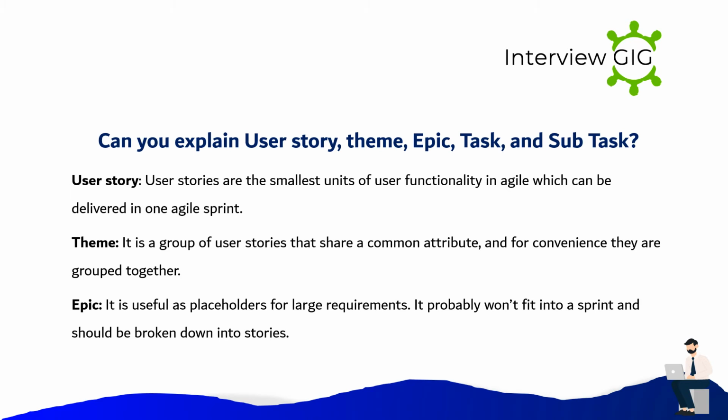User story. User stories are the smallest units of user functionality in Agile which can be delivered in one Agile sprint. Theme. It is a group of user stories that share a common attribute, and for convenience they are grouped together. Epic. It is useful as a placeholder for large requirements. It probably won't fit into a sprint and should be broken down into stories.